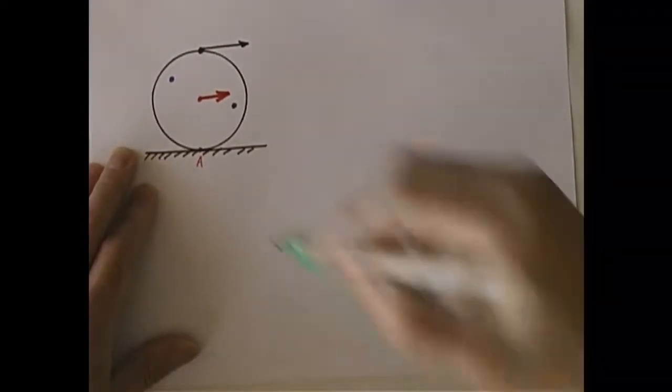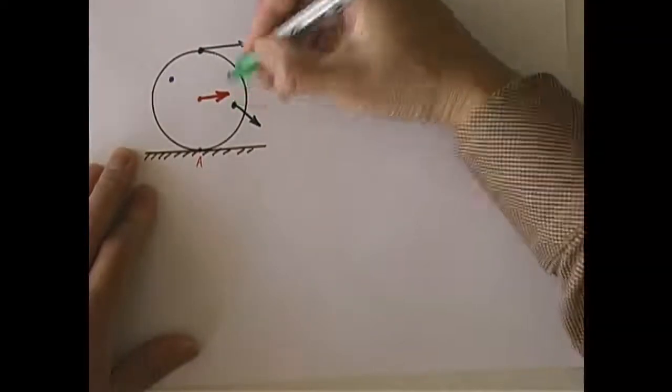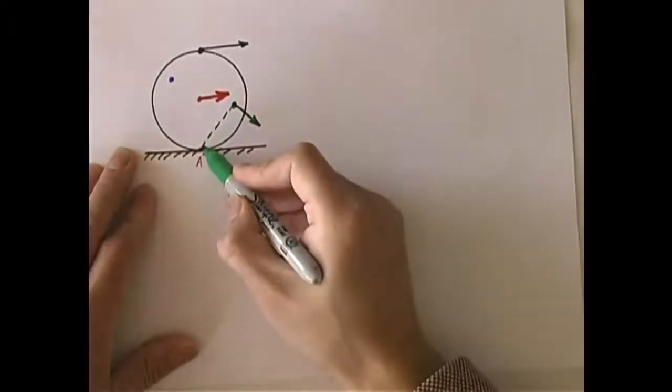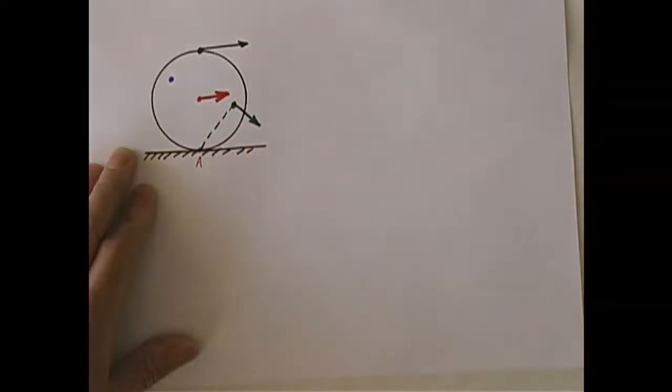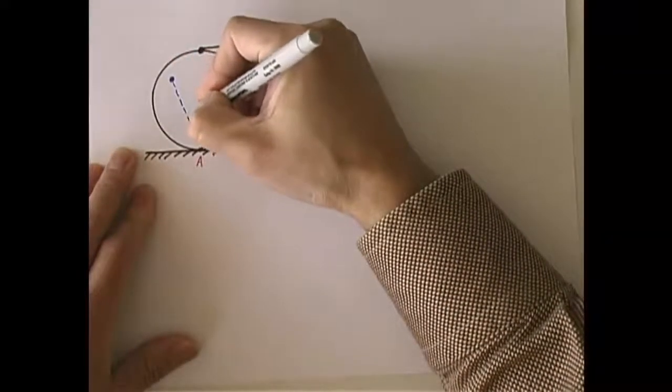Now, here is how this green point moves. In fact, the green point also does a circular motion about point A. This is the radius. What about that blue point? Well, that blue point also does a circular motion. Here is the radius of the circular motion.